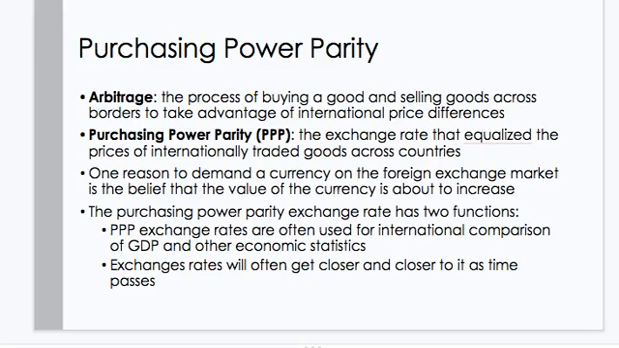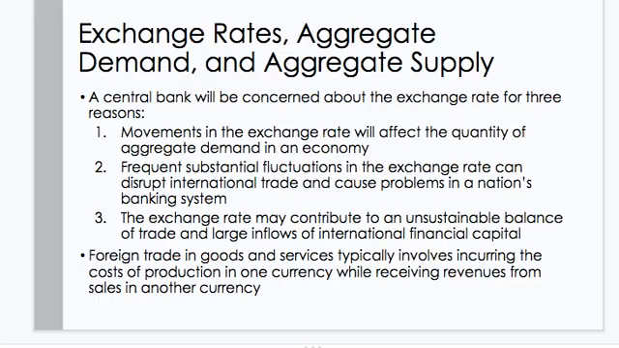Purchasing power parity. Arbitrage, the process of buying and selling a good or a service across borders to take advantage of international price differences. Purchasing power parity, the exchange rate that equalizes the prices of internationally traded goods across countries. The purchasing power parity exchange rate has two functions. PPP exchange rates are often used for international comparison of GDP and other economic statistics. Exchange rate will often get closer and closer as time passes.